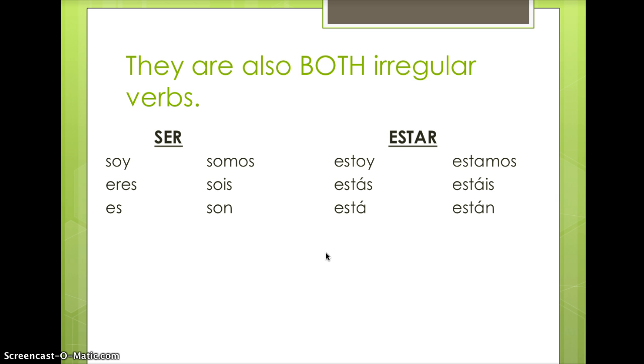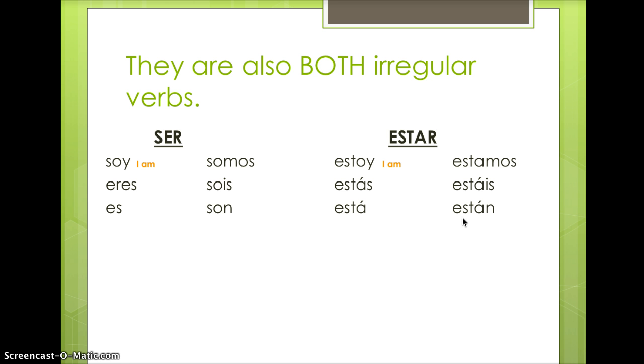They're also both irregular verbs. So these are their forms. I've got soy, eres, es, somos, sois, son, and estoy, estás, está, estamos, estáis, están. And I've labeled which one means what.